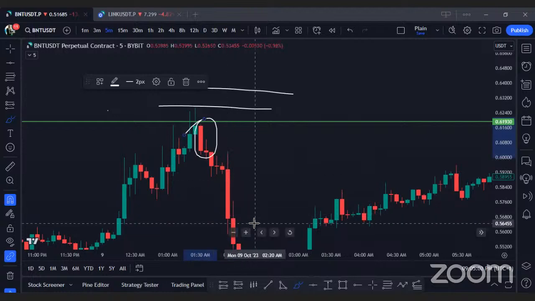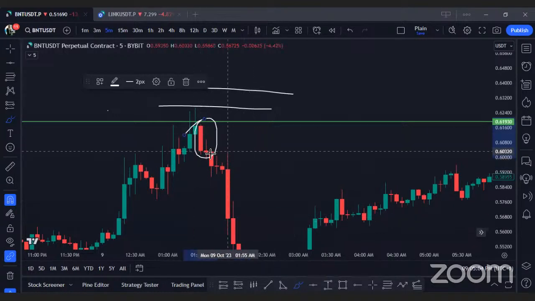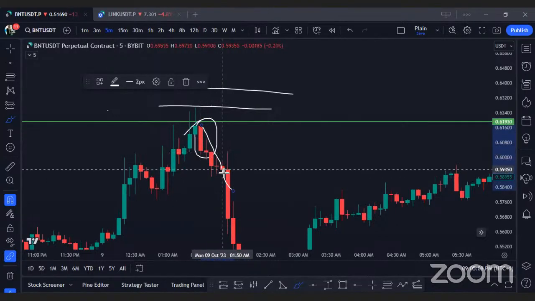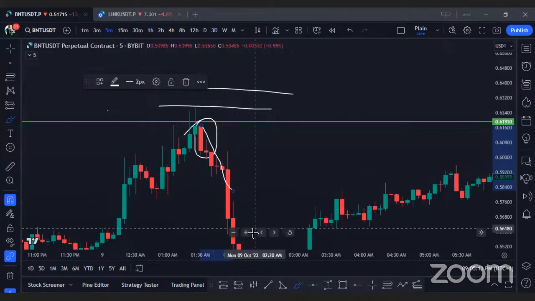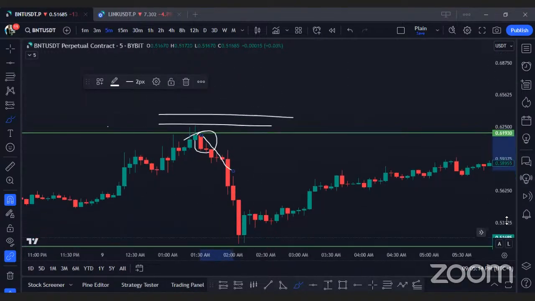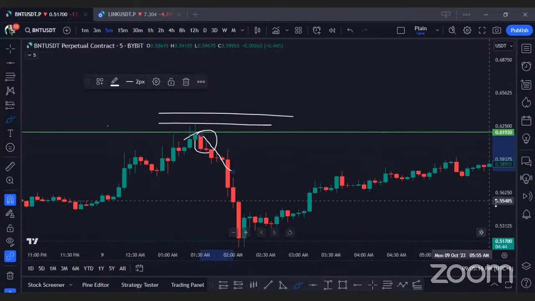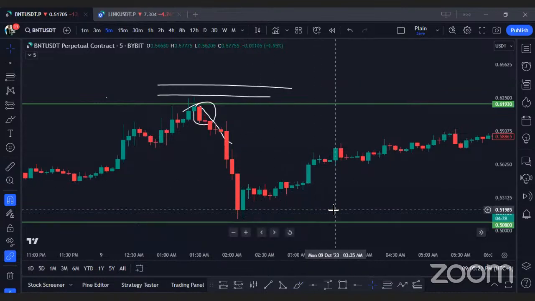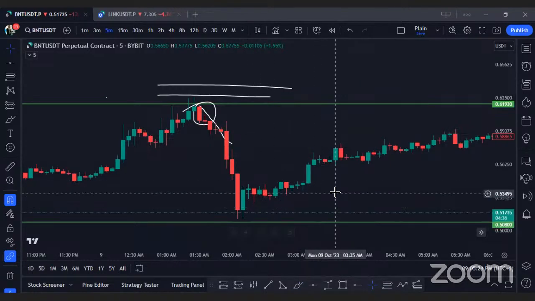As it continues to move, because of how volatile this token is, I'll continue to adjust my stop loss. Don't worry even if it breaks even, I'll continue to adjust my stop loss. Then when it moves to a certain level and I see another very massive candle coming back up, I'll just close my trade and you're done for that day.